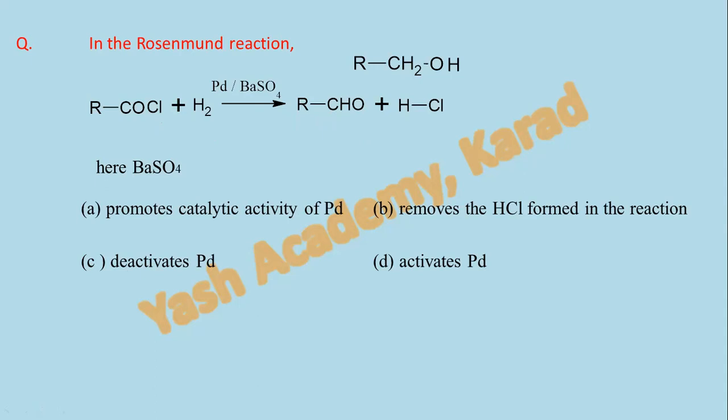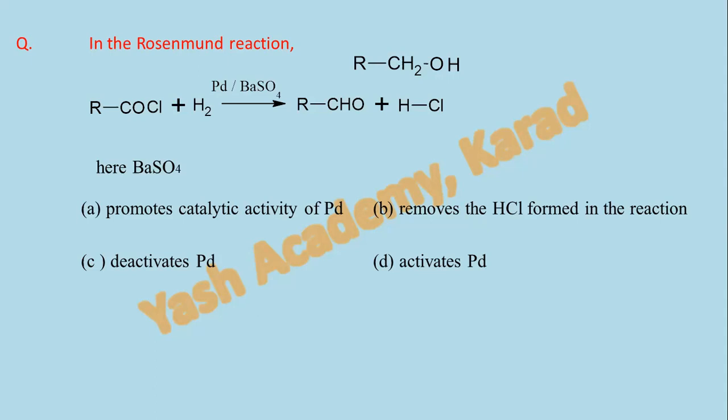Then the product obtained is an aldehyde. This is nothing but called a partial reduction of acyl chloride to give an aldehyde. So what is the role of barium sulfate? In the presence of barium sulfate, what happens actually in this reaction?